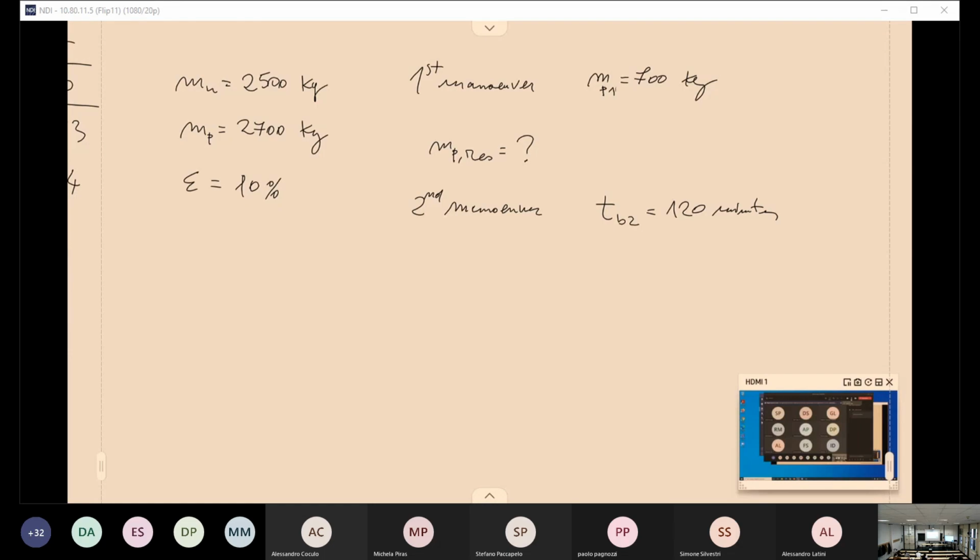And this is done with an engine able to produce 600 newtons and 3,000 meters per second of specific impulse. Okay, so we'd like to see if after this second maneuver we still have some propellant available.